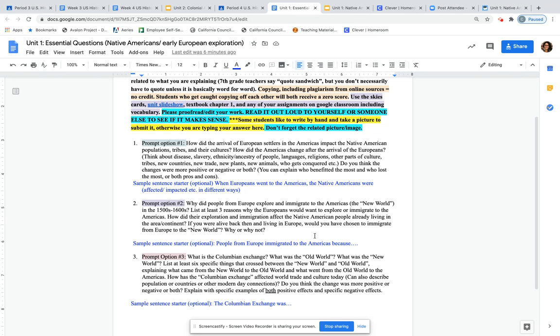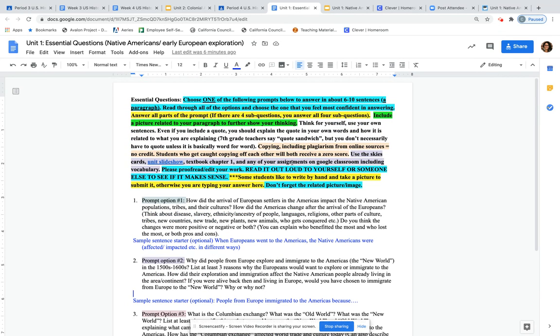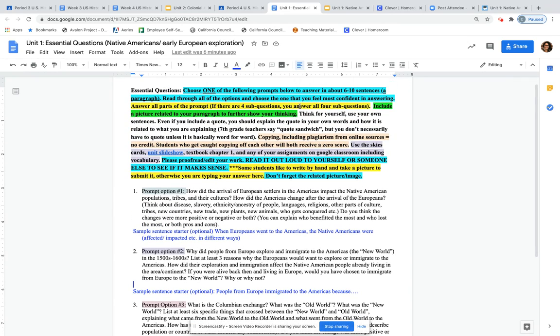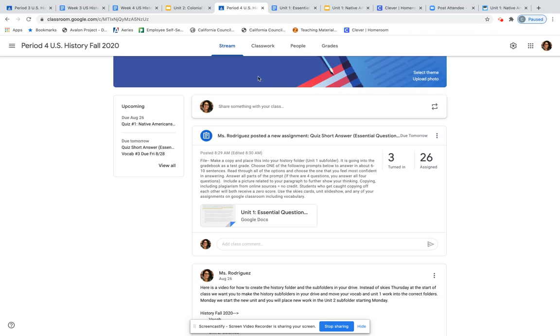But we are asking you to think about the major themes from the unit and then put it into writing your paragraph. Use your resources. Take a look at the resources if you're stuck at first, and then once you start going through, hopefully you see what you feel most comfortable or most confident in answering. And then when you're done, you're going to submit that on Google Classroom for the Unit 1 essential question, and it is going to count as a quiz grade.